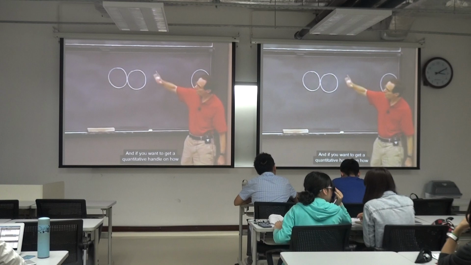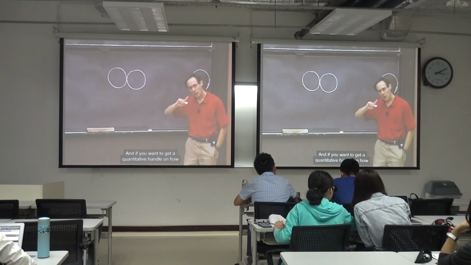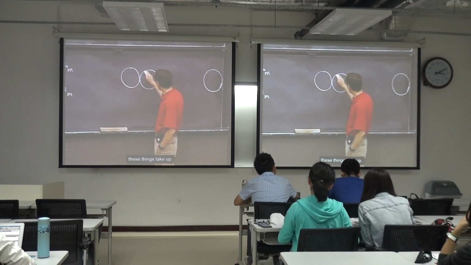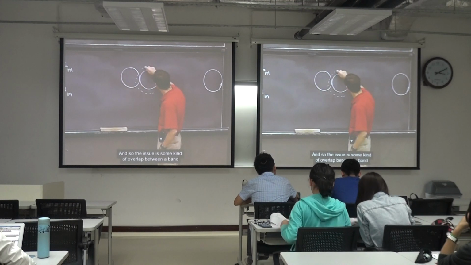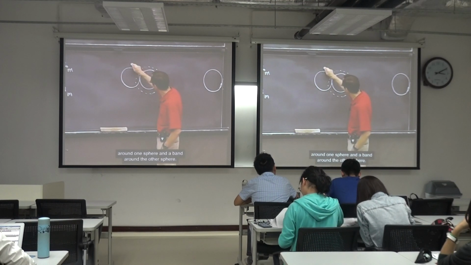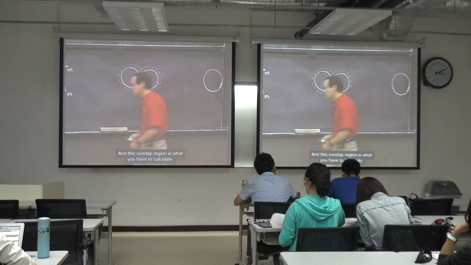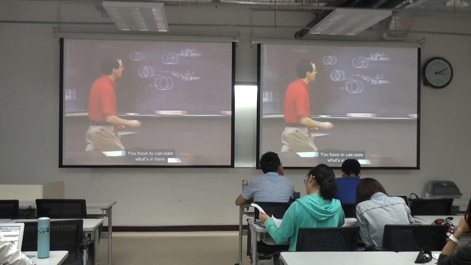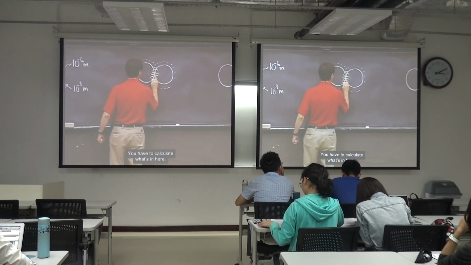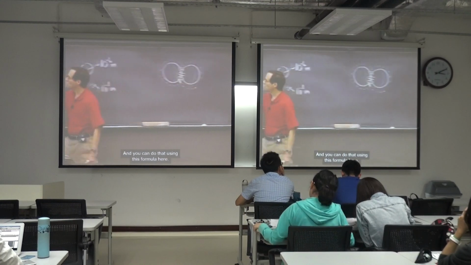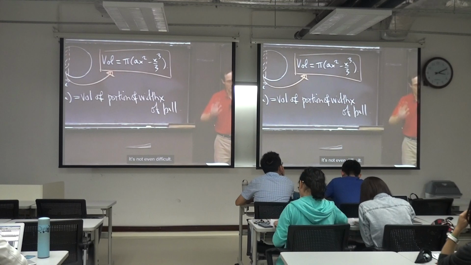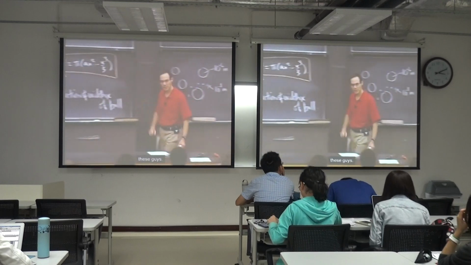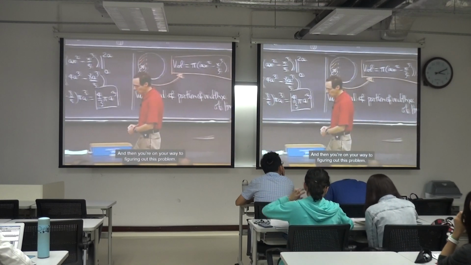And if you want to get a quantitative handle on how much of this happens, it has to do with how much space these things take up. The issue is some kind of overlap between a band around one sphere and a band around the other sphere. This overlap region is what you have to calculate. You have to calculate what's in here. And you can do that using this formula here. It's not even difficult. All right? So you just cut it in half, it turns out to be 2 of these guys, and then you're on your way to figuring out this problem.